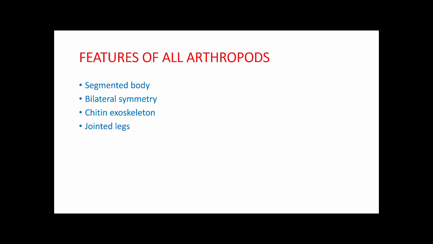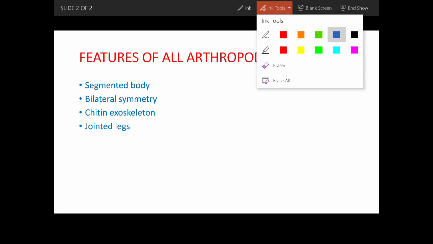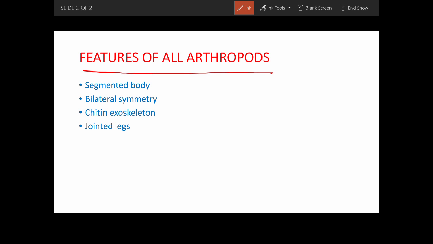Those features are here, the features of all arthropods. These must be memorized. They are so helpful. They have a segmented body, and I'll explain that on the other slide. Each arthropod has a specific segmented body, and there's a really easy way to remember that as well. Then bilateral symmetry, chitin exoskeleton, and jointed legs. They are so important. The chitin exoskeleton is like when you see a cockroach, and the hard covering is called the chitin exoskeleton. They have jointed legs and bilateral symmetry.